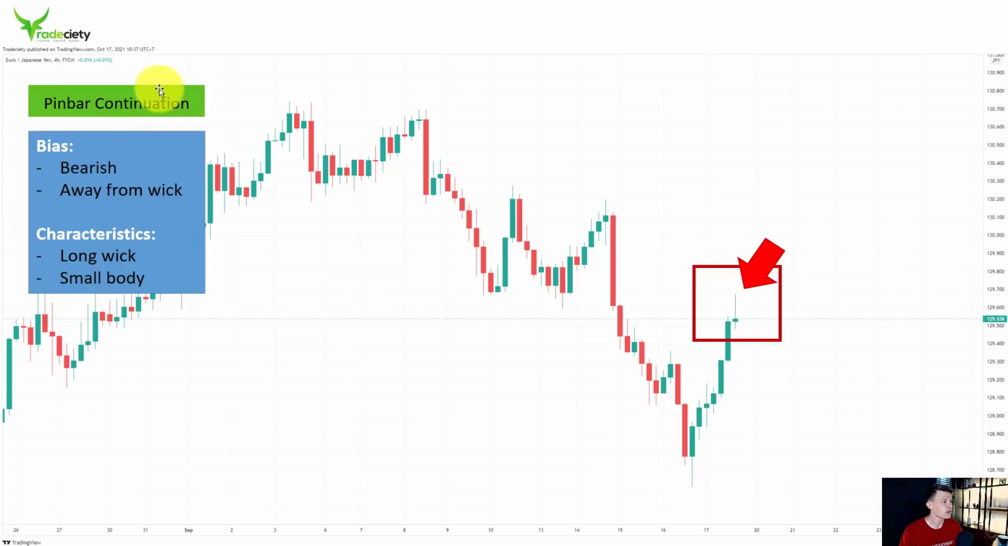So here's the first example. We are starting with a regular Pinbar continuation. You can see here's the Pinbar, the market is in a downtrend, and the characteristic of the Pinbar is obviously that we have a long candlestick wick. Some people may refer to it as a candlestick shadow or a tail, whatever it is. You can see we have the wick component, and a Pinbar has a relatively small candlestick body. Those are the characteristics. The bias and the general idea of the Pinbar is that the market will go away from such a wick. This is the idea behind the Pinbar.